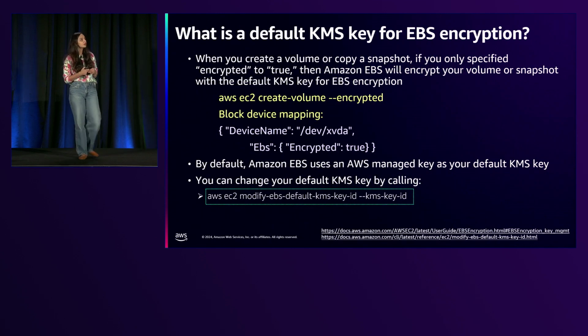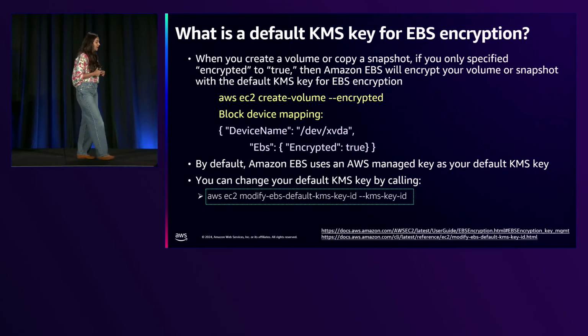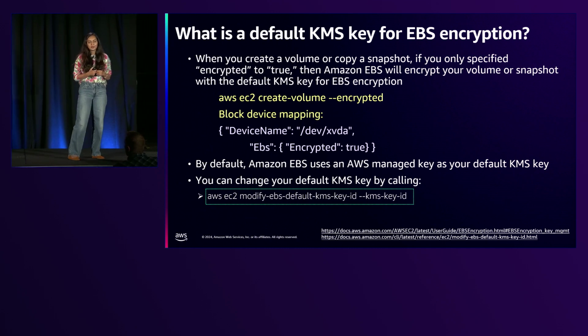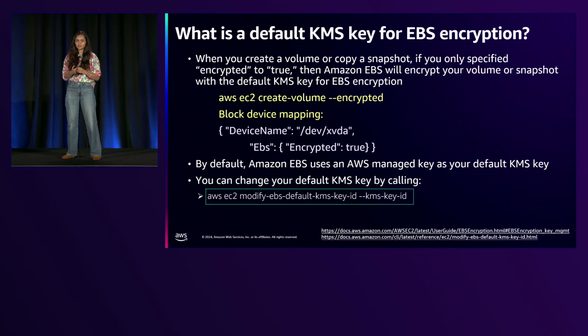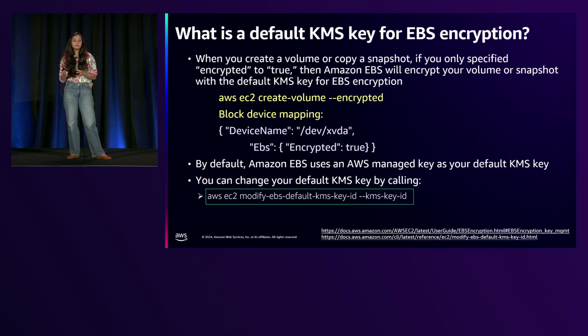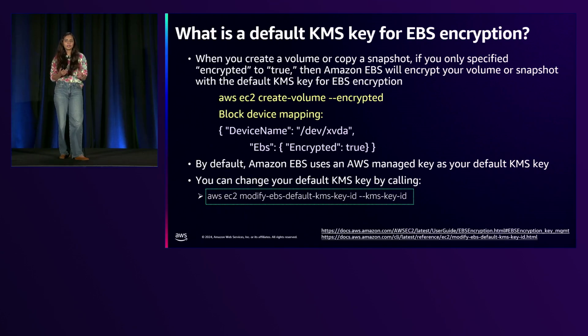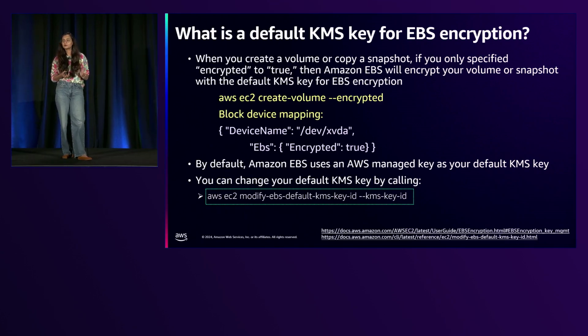So one important concept to note when it comes to encryption is the default KMS key for your account. By default, it's going to be an AWS managed key, but you can change it. It's very simple to change it at the account level. The function of this key is that if you create a resource and you specify that it has to be encrypted, this is the key that is going to be used by default to encrypt it. So if you want to change that to a customer managed key, for example, you can do that.